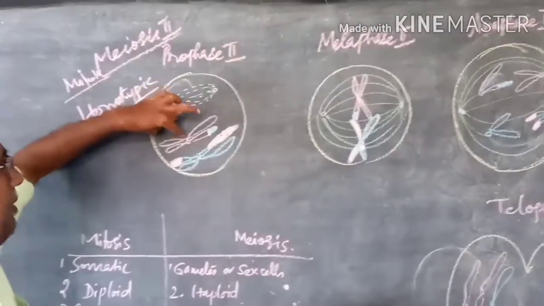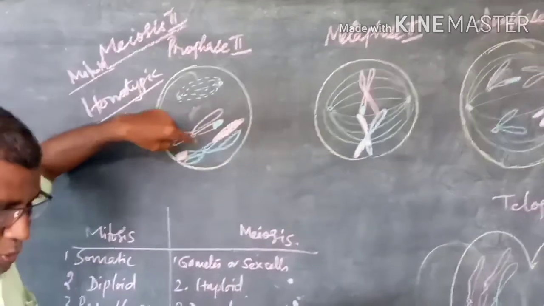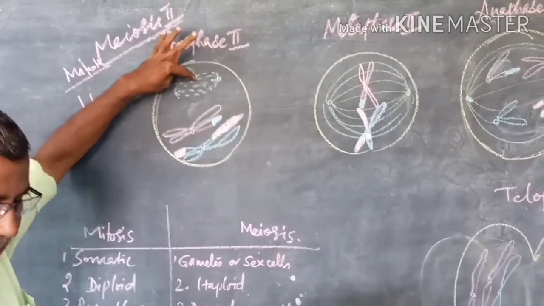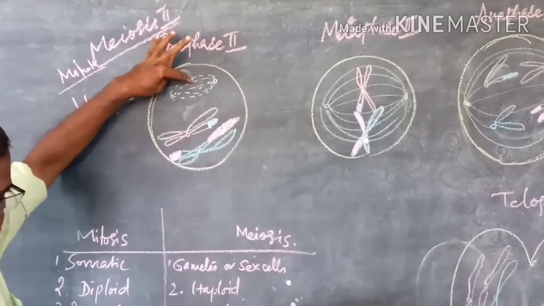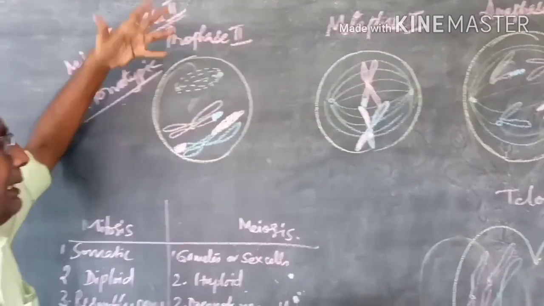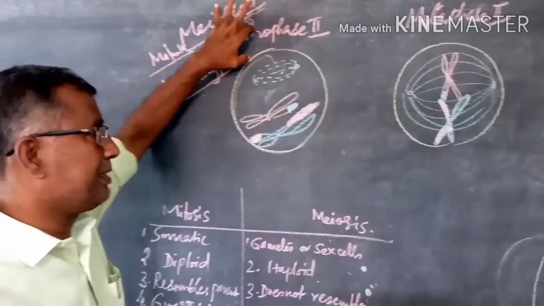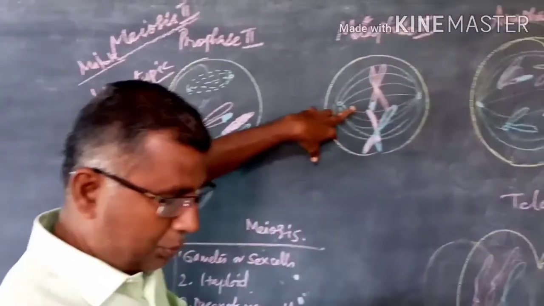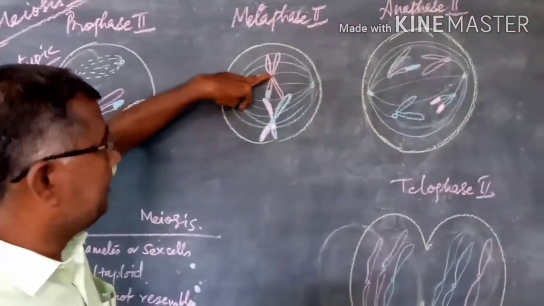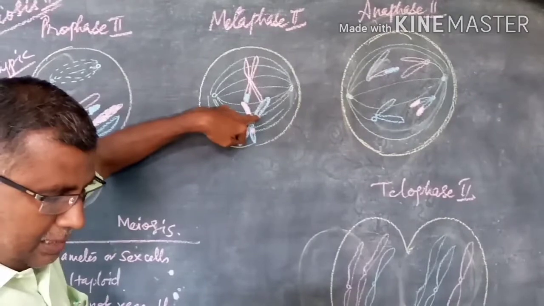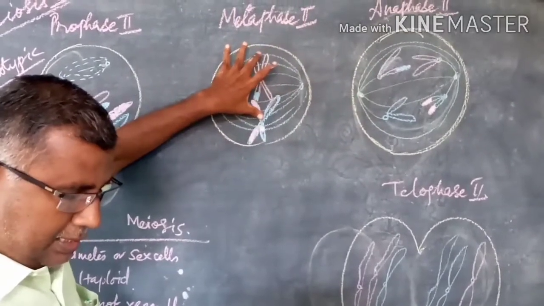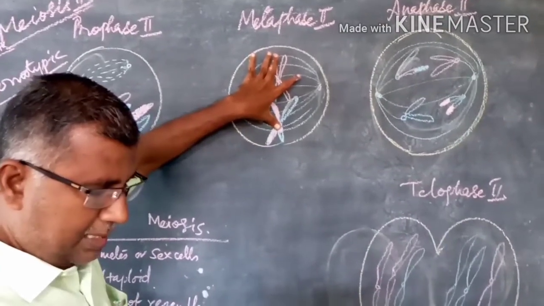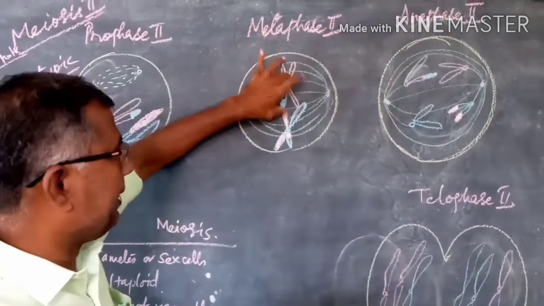The centrioles divide into 2 and move to opposite poles, and the astral rays also appear. The nuclear membrane and nucleolus disappear. Understand? This is prophase 2. Then it is followed by metaphase 2. The chromosomes get arranged in the equator region and move to opposite poles. The two chromatids are separated.